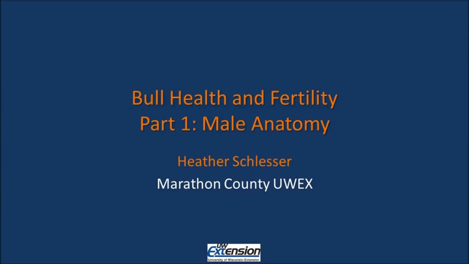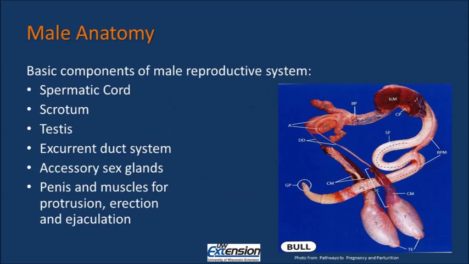Today we are talking about the first part in our series on bull health and fertility. Our first part is on male anatomy. To truly understand bull health and fertility, you need to know the different components of the male reproductive system and what their function is. There are 6 major components to the male reproductive system: the spermatocord, scrotum, testis, excurrent ducts, accessory sex glands, penis, and muscles for protrusion and erection or ejaculation.